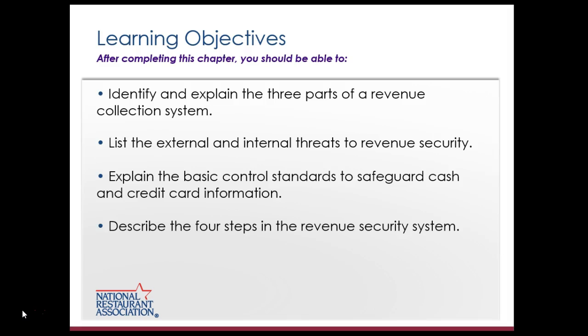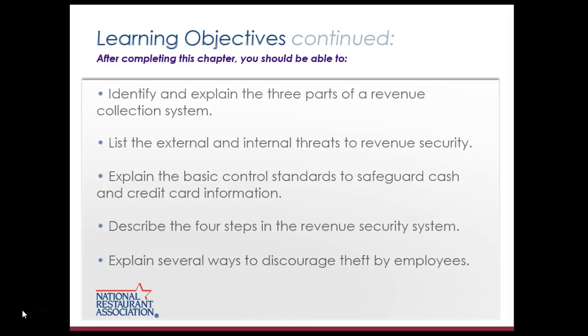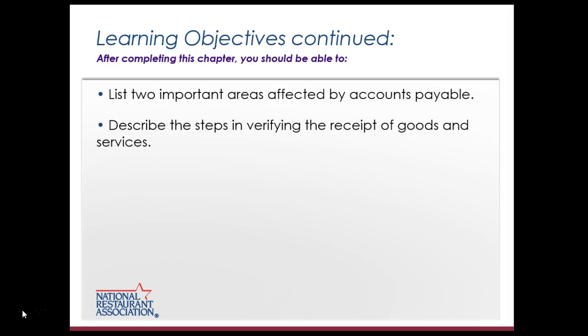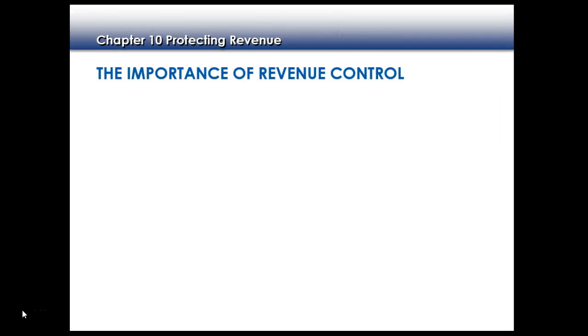describe the 4 steps in the revenue security system, explain several ways to discourage theft by employees, list 2 important areas affected by accounts payable, describe the steps in verifying the receipt of goods and services.